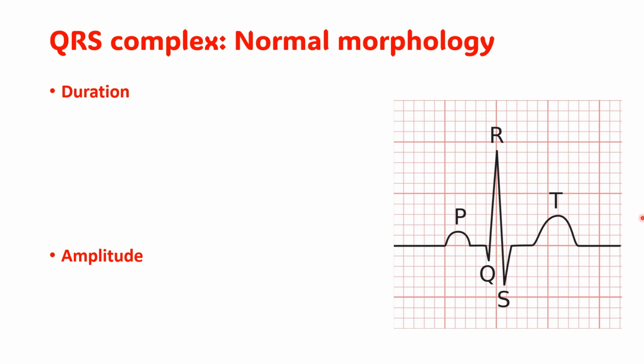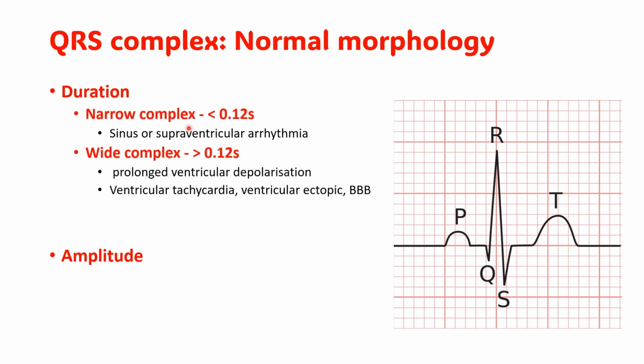When we have a narrow complex, this is when the QRS is less than 0.12 seconds. You see this in sinus or supraventricular arrhythmias. In these conditions, we have rapid depolarization of the ventricles, which is going to take less time. So the QRS is going to be less than three small squares wide.